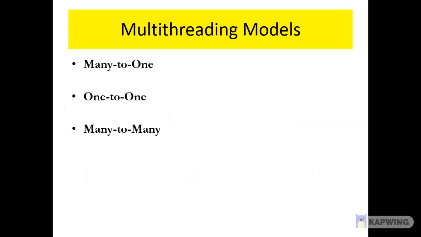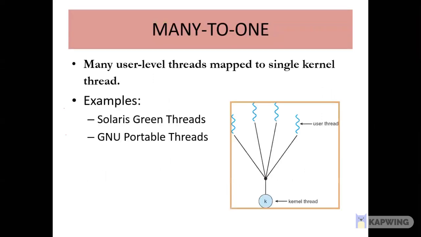Now the next point is the multi-threading model, where more than one thread is executing. In that there are the many to one, one to one, and many to many models. These are the types of multi-threading models. This is the first one, many to one.